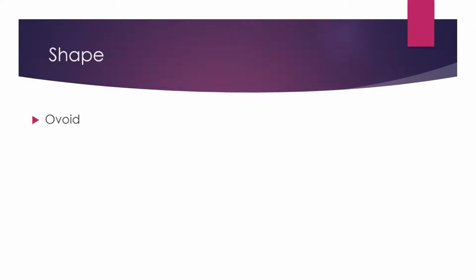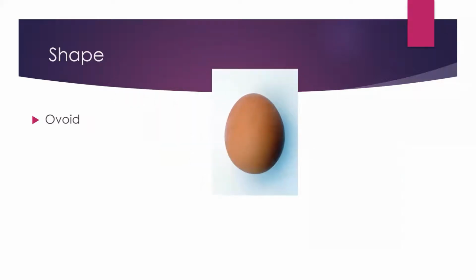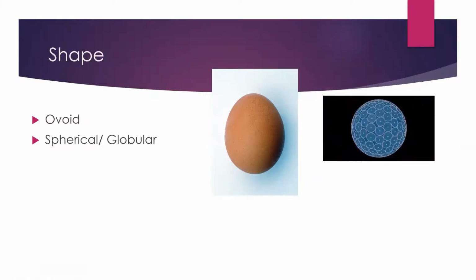Shape, there are many shapes actually. One is ovoid. Ovoid means oval shape, that means egg shape. The shape is wider and longer also, and the dimensions are not equal actually. Then the shape can be spherical or globular, near round. Actually, this is spherical or globular.